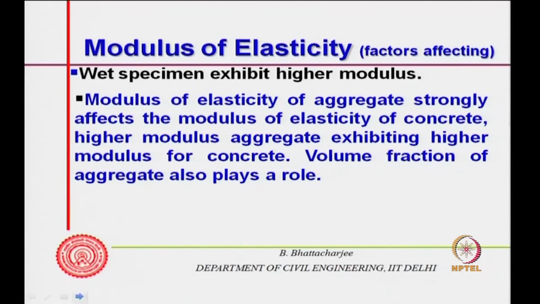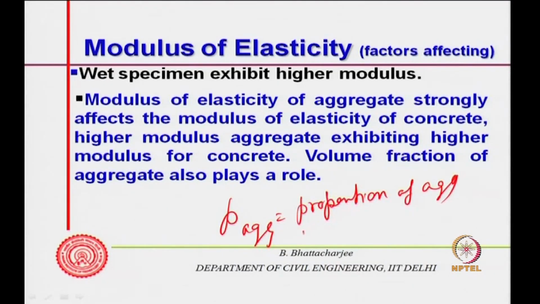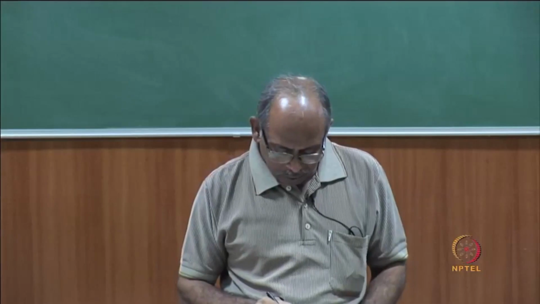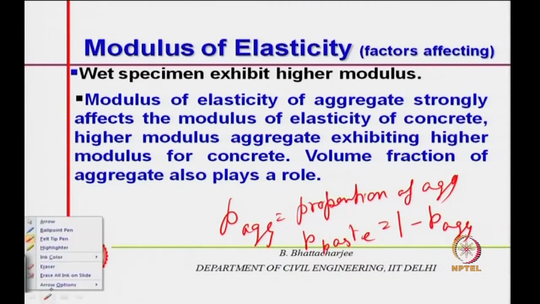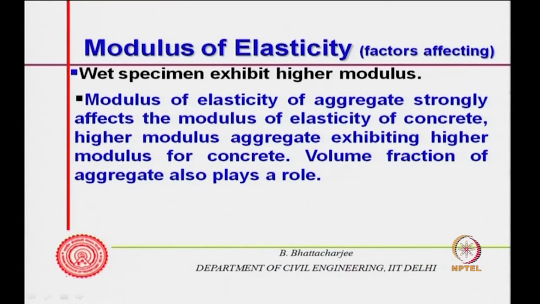Higher modulus aggregate exhibits higher modulus of concrete. Volume fraction of aggregate will also play a role. That is what we have seen from our previous formula. So, I said P aggregate, that is proportion of aggregate, and P paste, let us say paste, which will be equal to 1 minus P aggregate minus voids or whatever. So, basically proportion will again play a big role, because whichever bound you take, upper or lower bound, in both cases it is a function of those two. The series or parallel model which gives you bounds, in both cases it will be related to that.